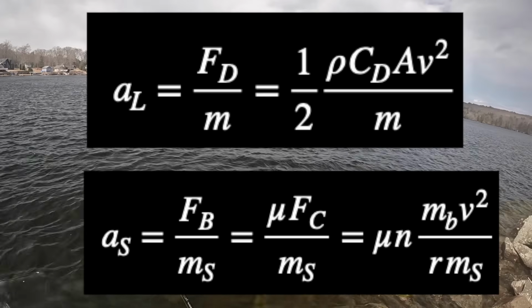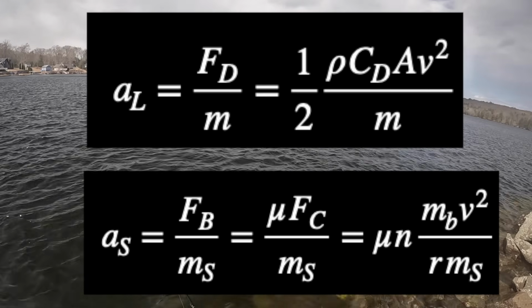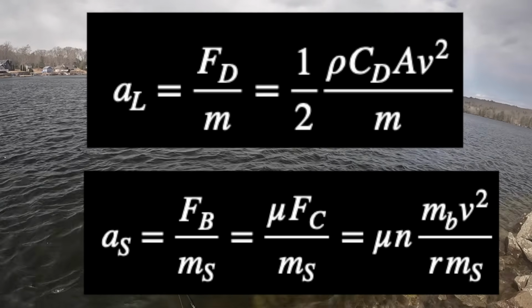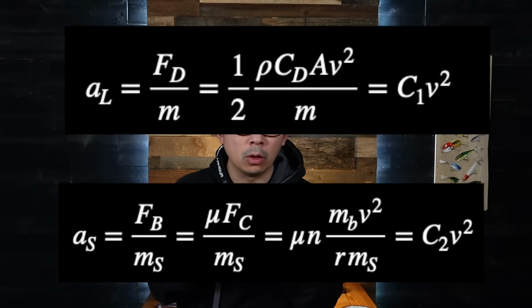Then there is even more. Look. At the top is the deceleration of the lure caused by air drag, and the bottom is the deceleration of the spool caused by the centrifugal brake. In both equations, typically, the relative velocity V is the only variable. So what we can do is actually to combine all the constant values, like the air density, weight, and the friction coefficient, etc., all into a big old constant.